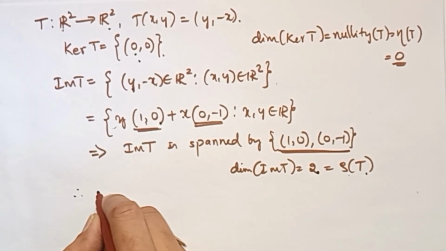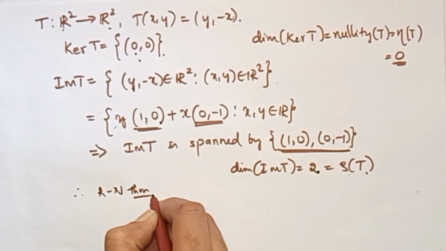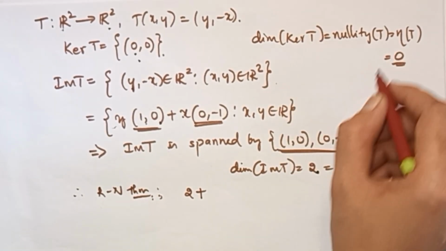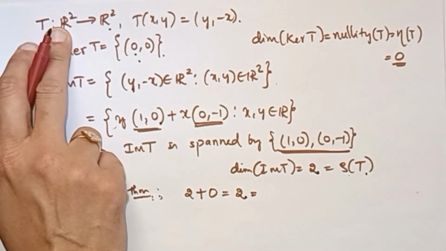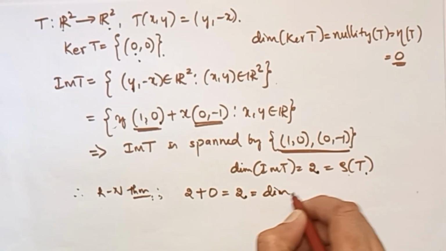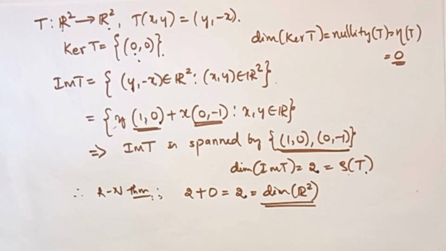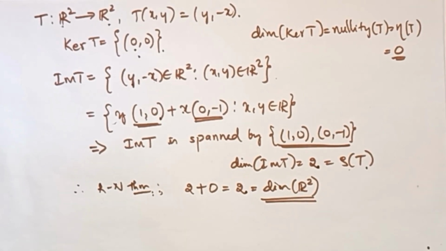So we got here rank of T equal to 2. Therefore, you can verify rank nullity theorem. So rank nullity theorem, as per that, rank of T, that is 2, plus nullity of T, that is 0, equal to 2. Is it equal to dimension of V? So dimension of R square. It is equal to dimension of R square. Hope you understood this example. Similarly, let me give one more example.